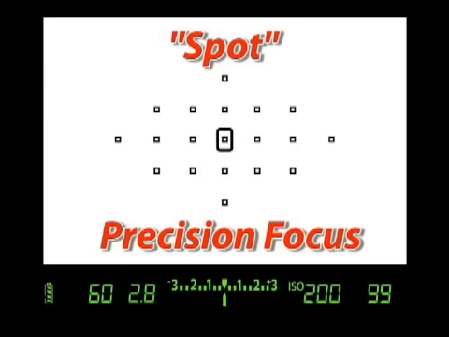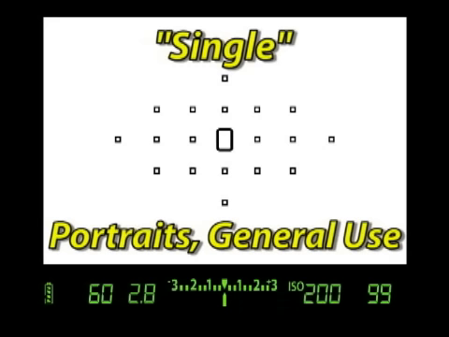The first cluster group is called spot. This is for very precise focusing. It's a very, very small area that you're going to be using for focus. It's best when you have a very thin depth of field, or maybe you're doing some macro work and you need a very precise focus. The second is single square. This is just one square that you're going to pick. It's probably best for shooting portraits.